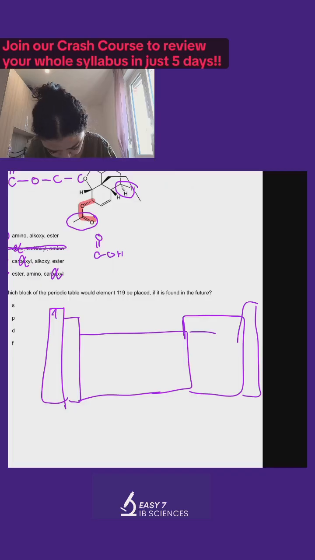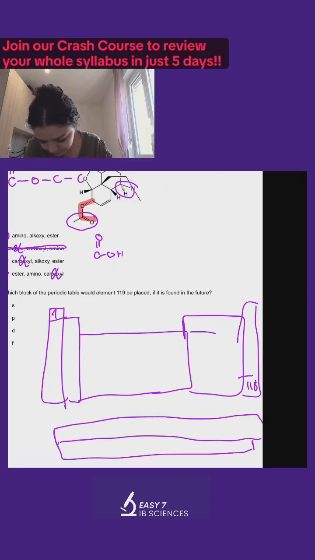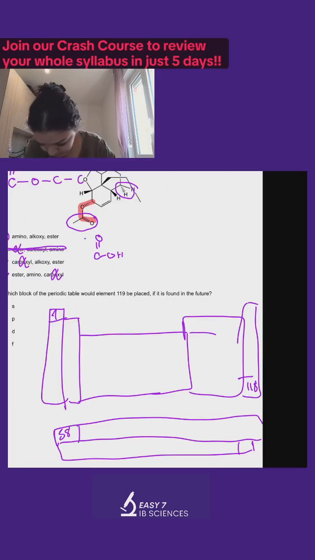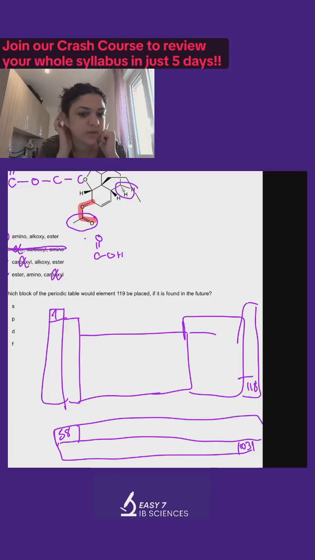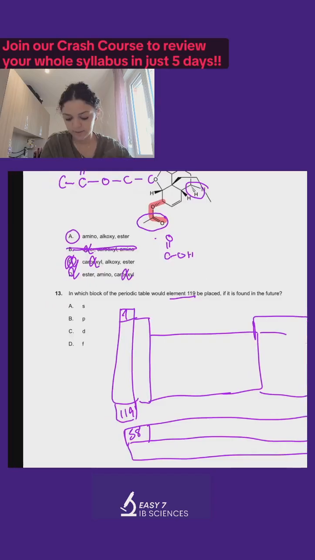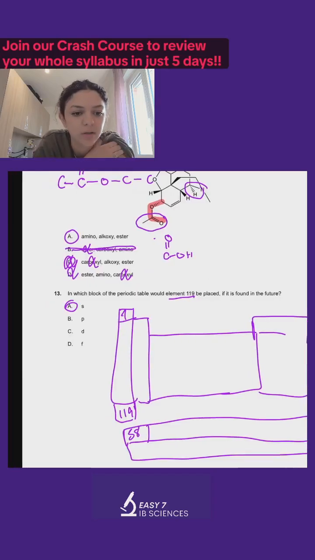Okay, and you start at 1, and here you end at 118. And then you go here and here, and this starts at like 58 and this ends at 103. Okay, so that's how your periodic table looks. So if I have 118 here and I add an element, it would just go back to the S block here, right? It would loop back around to form another layer of the periodic table. That's why my answer is going to be A. Does that make sense, everyone?